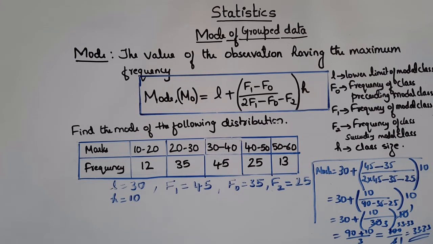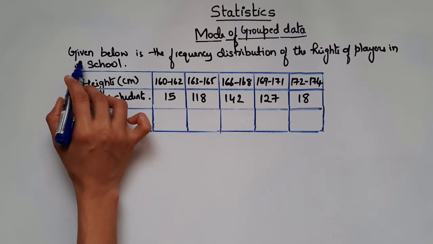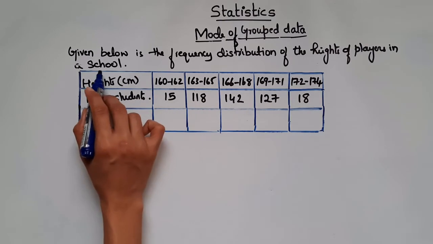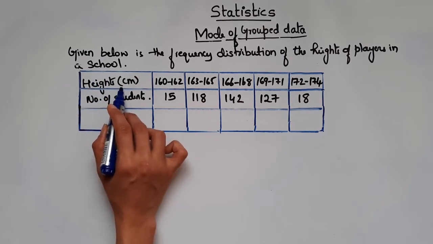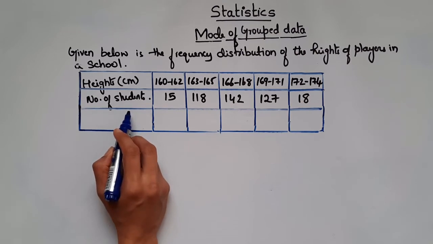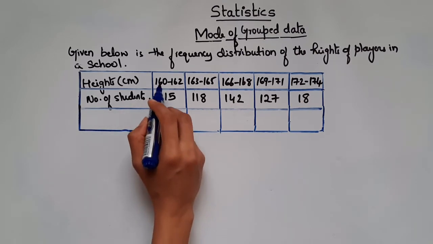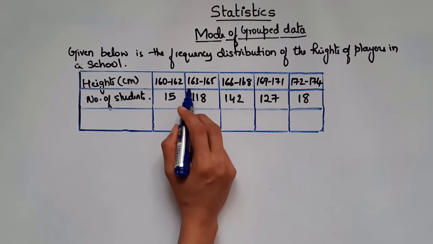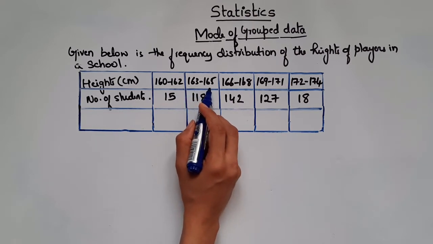Now let's see one more example. Here it says, given below is the frequency distribution of heights of players in a school. So we have heights which is in centimeter. This is nothing but your class intervals, and we have number of students. This is your frequencies. So 15 students have their heights in the range 160 to 162, and 118 students have their heights in the range 163 to 165 centimeter, and so on.